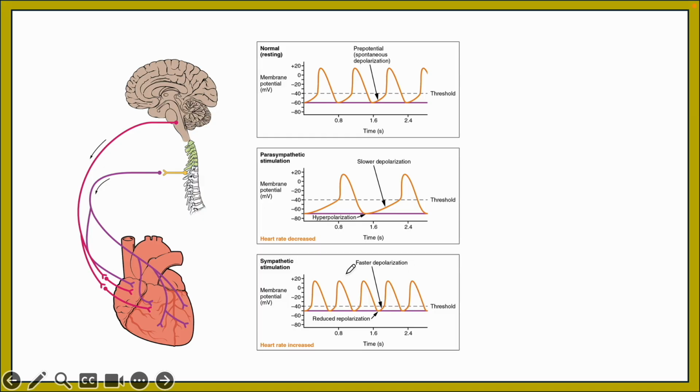So depending on whether it's the parasympathetic that is dominating or the sympathetic that is dominating, will affect whether the heart rate is going to be faster or slower than your normal resting spontaneous sinus rhythm.